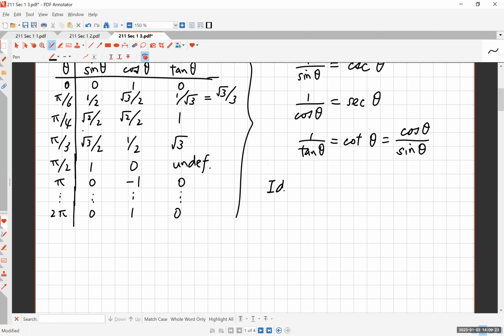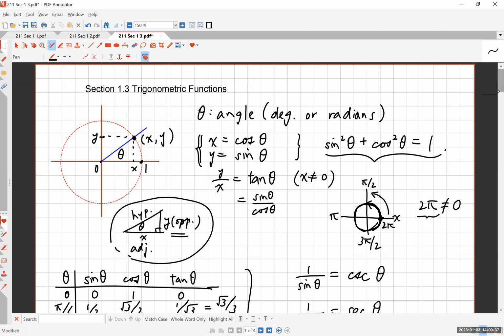All right, now the identities. I already mentioned identities, the mother of all identities: sine square plus cosine square is equal to 1. Obviously from this picture, but there are other ways to solve this problem.